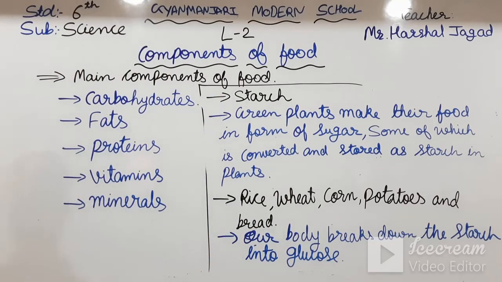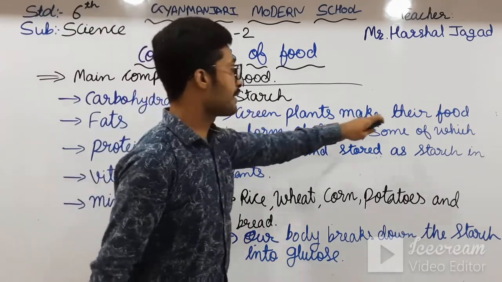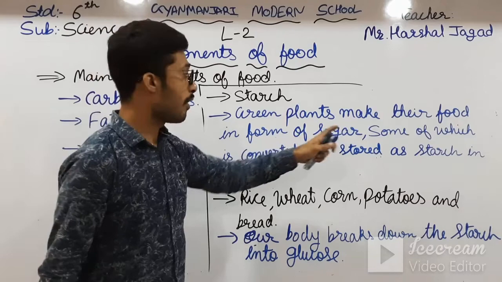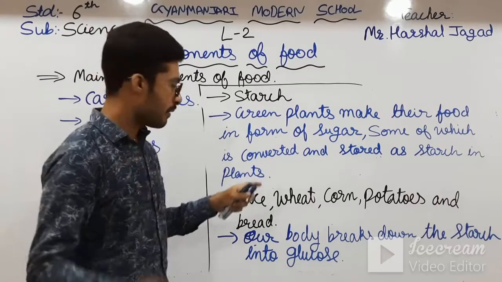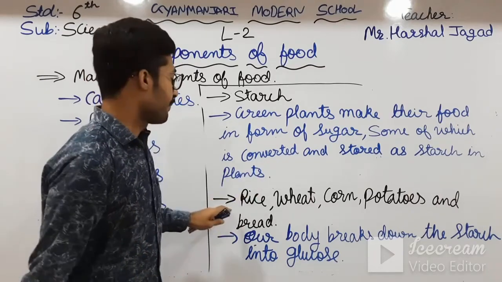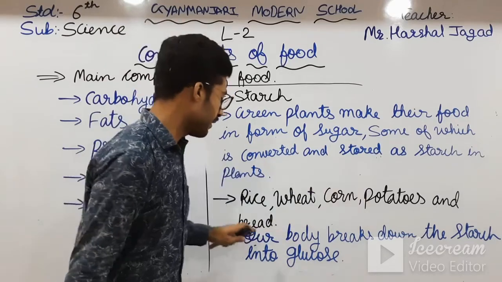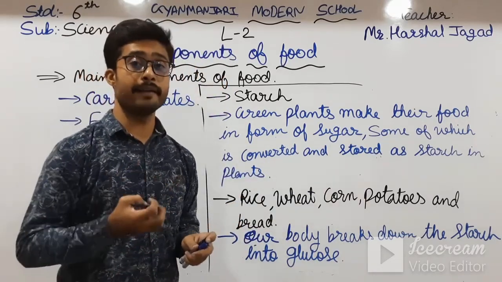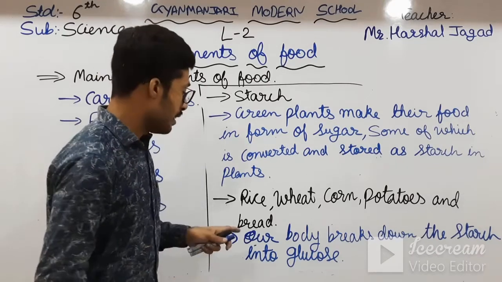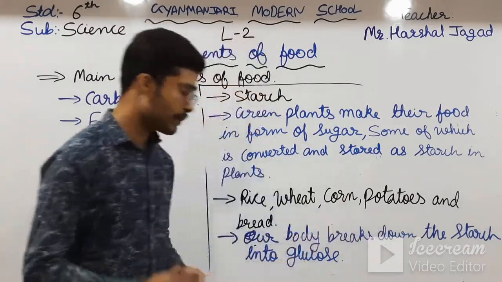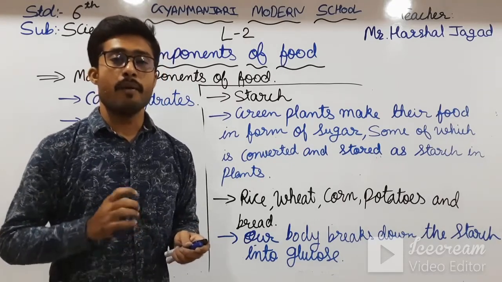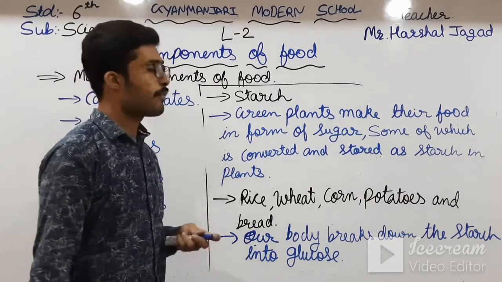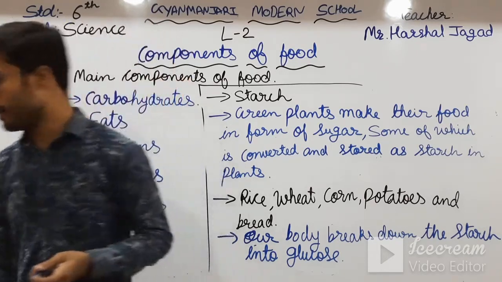Okay students, so these are the main points of the starch. Green plants make their food in form of sugar, some of which is converted and stored as starch in the parts of the plant. The sources of the starch are rice, wheat, corn, potatoes and bread. And when we eat the starch containing food, our body breaks down the starch into the glucose and it is directly utilized by our body. Okay students, so these are the main points, and now we will see further.